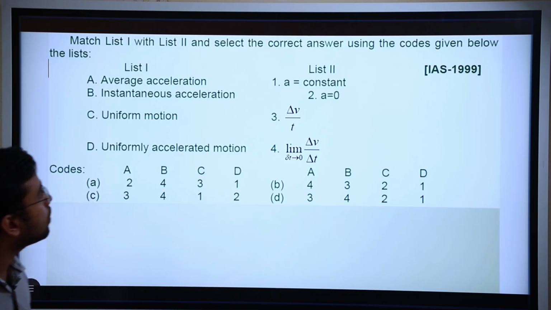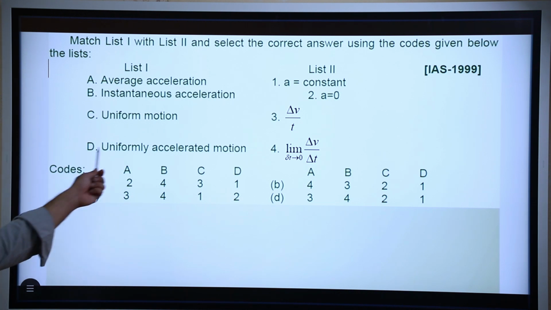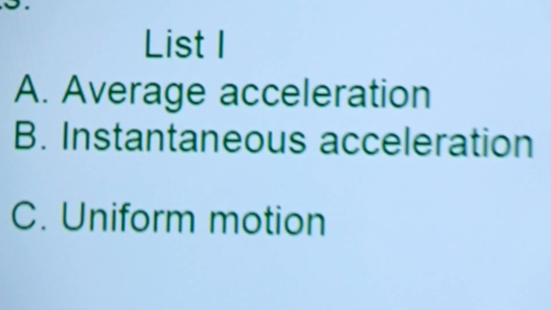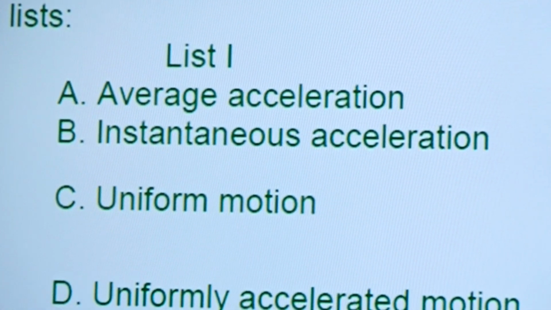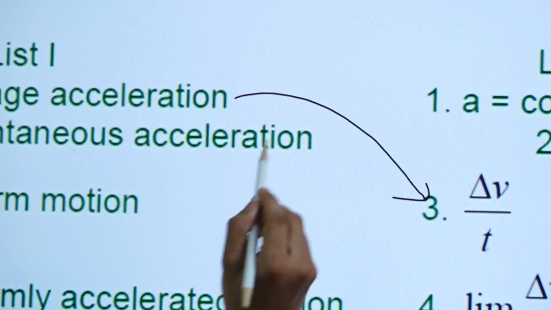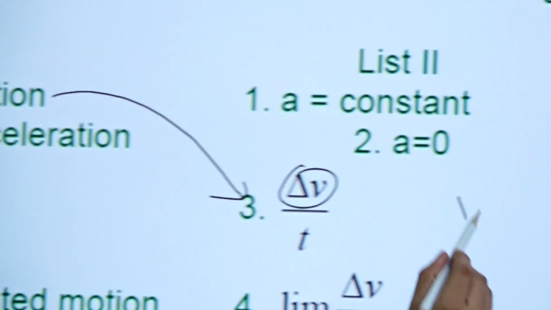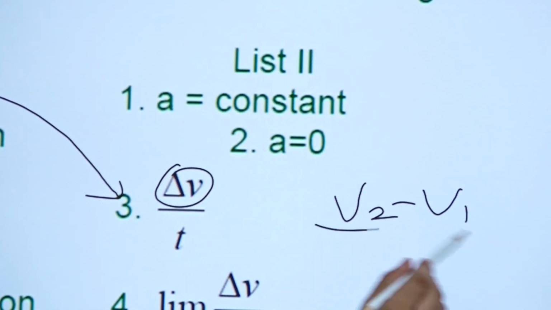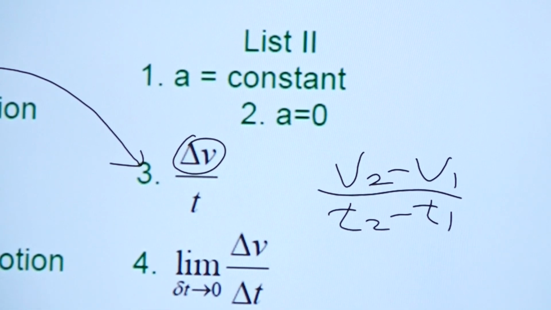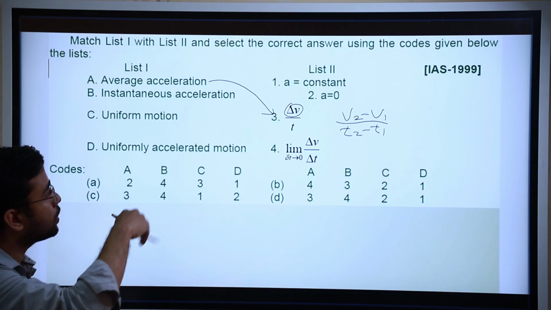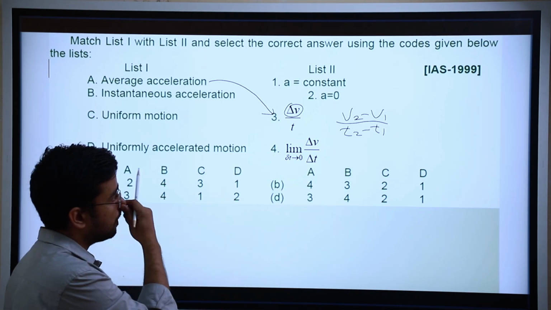The first question is from IAS 1999. Match these two lists. It is just for revision purposes. What is average acceleration? Average acceleration is delta v by delta t. Delta v is v2 minus v1, divided by delta t, t2 minus t1. It is a general case, so we are not talking about the fluctuation of velocity. It is just the first point and end point.